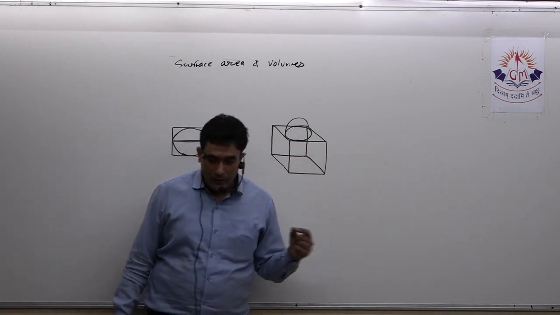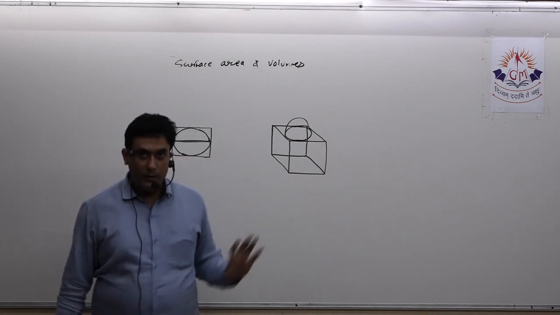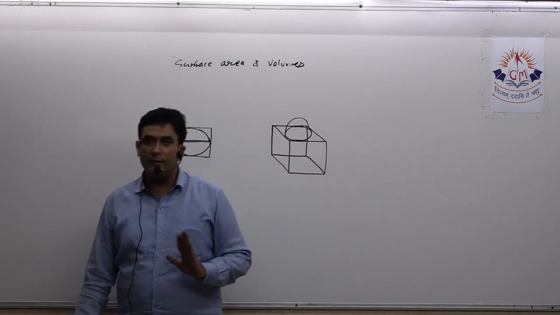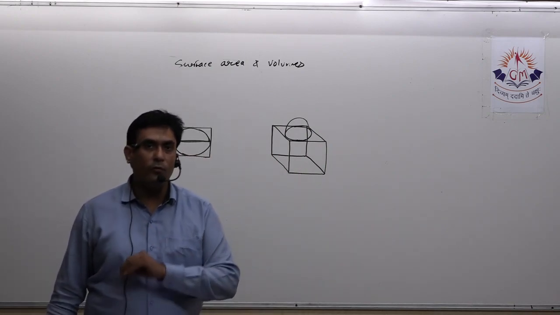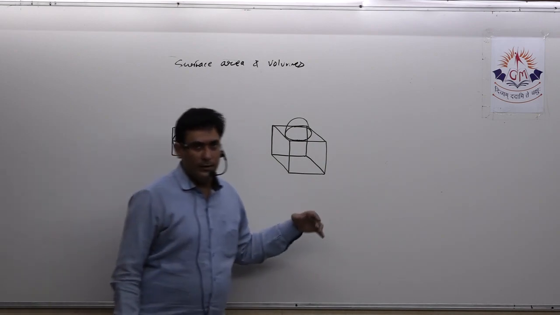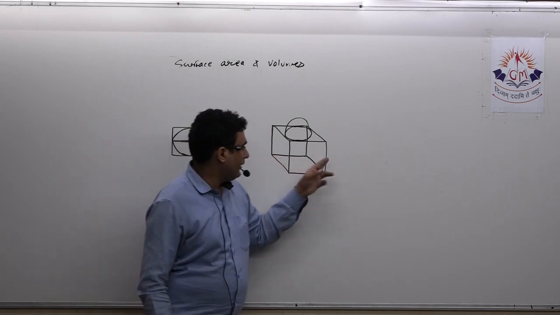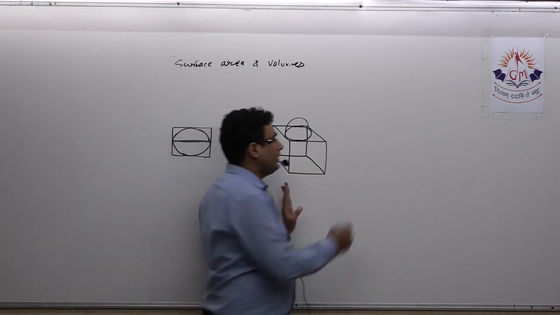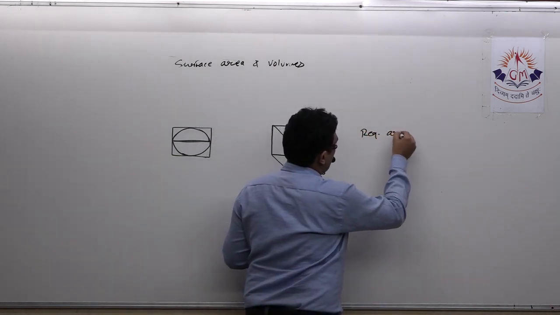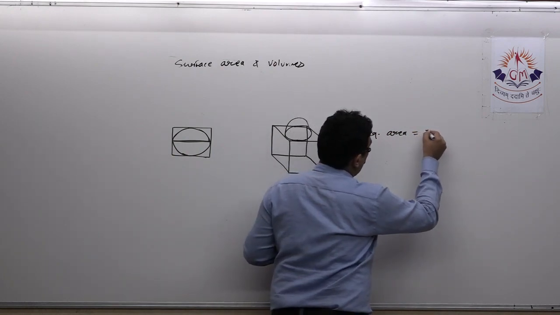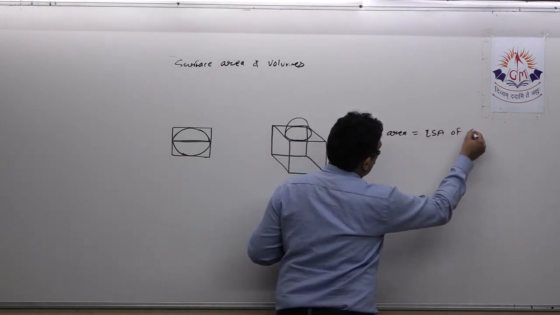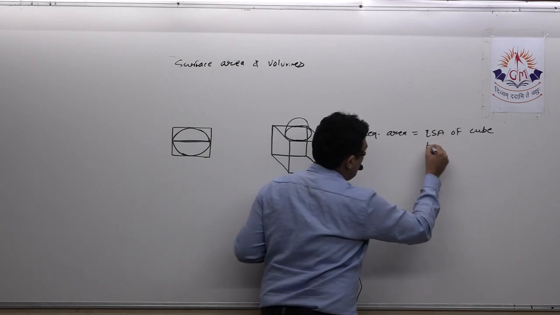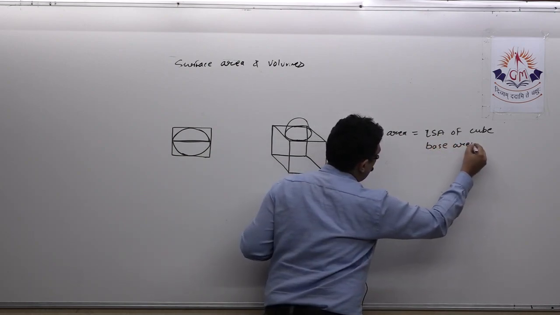Now see, it's a cubical block. So if I talk about total surface area, I told you to find the total surface area of the solid, you have to think on which portions of the solid you can paint. So definitely we can paint on all four walls of this cube. So I can say the required area must contain LSA of cube, isn't it? As well as I can paint on its base, so I can say base area of cube.